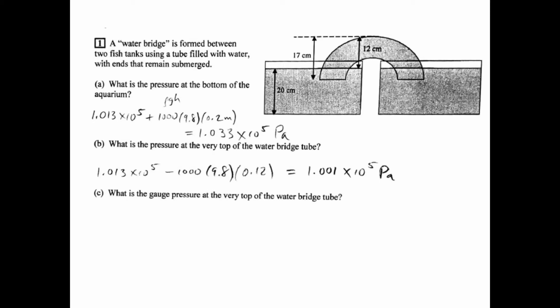What is the gauge pressure at the very top of the water bridge tube? The only difference between gauge pressure and absolute pressure is that in gauge pressure, we don't add on atmospheric pressure. So the gauge pressure in this case is actually negative up there. It's just this second term being added on there: minus 1176 pascals.